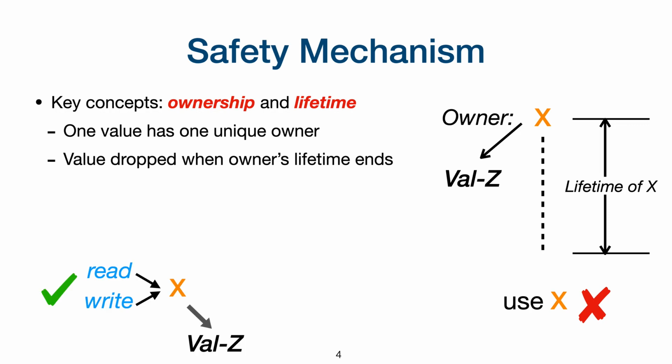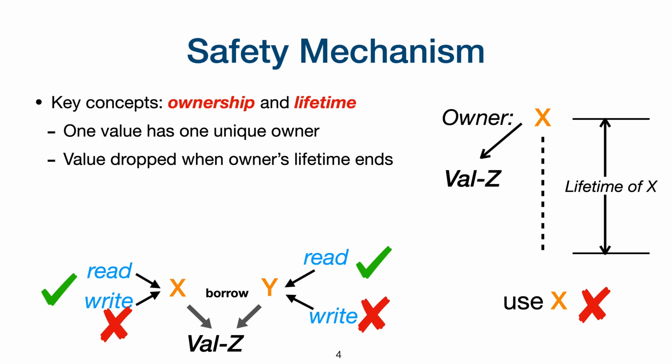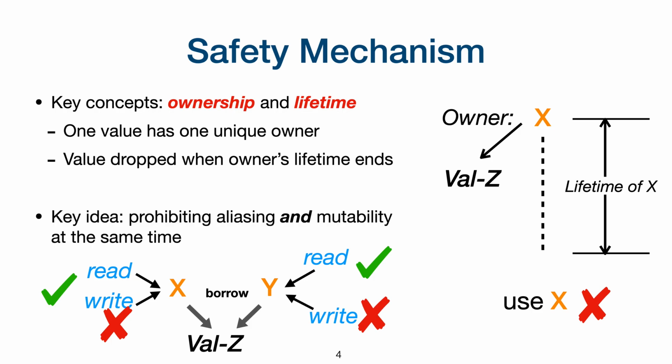Rust allows programmers to borrow a value's ownership using reference. As in this example, Y borrows the ownership of value Z. A reference can be immutable or mutable. Rust allows multiple immutable references, but at most one mutable reference at any time. As in this example, X and Y cannot be both mutable. Essentially, Rust prohibits both aliasing and mutability at the same time.